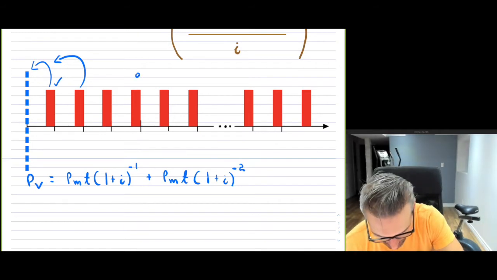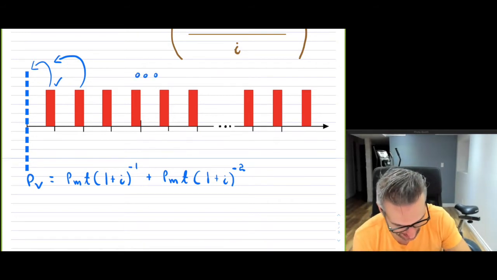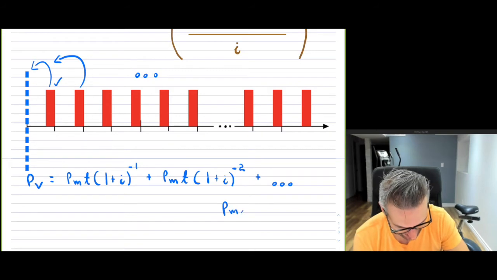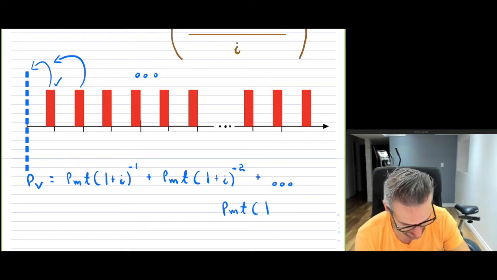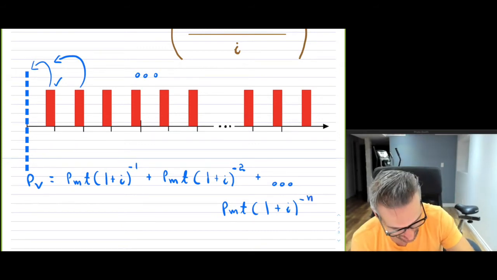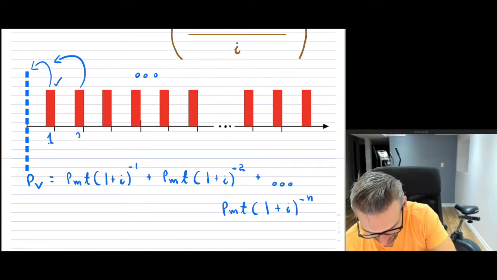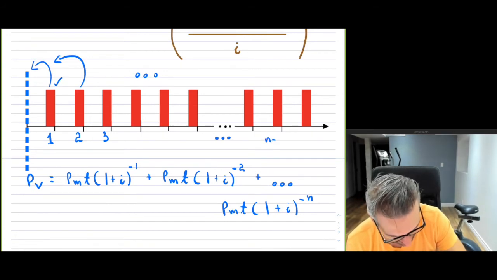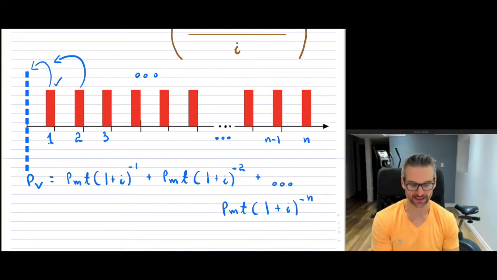And you do this for every single term all the way to the end. So I'm going to say here plus dot, dot, dot, until the end. The last one would have been payment times 1 plus i to the negative n, because we have n payments. So I'm assuming that this is payment number 1, payment number 2, payment number 3, and so on, dot, dot, dot, all the way, and this would be payment n minus 1, and then this would be n.